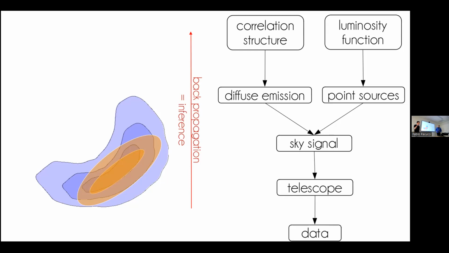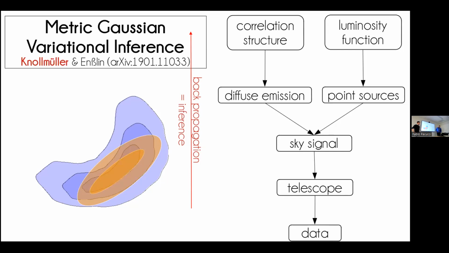Fortunately, a very bright student, Jakob Knollmüller, found a way to approximately parameterize the correlation structure as a function of the location by using the Fisher metric. And that's why his method is called metric Gaussian variational inference. All of the results I will show you are using that technique, which shifts a Gaussian in high dimensional space and takes the correlation between all parameters approximately into account.